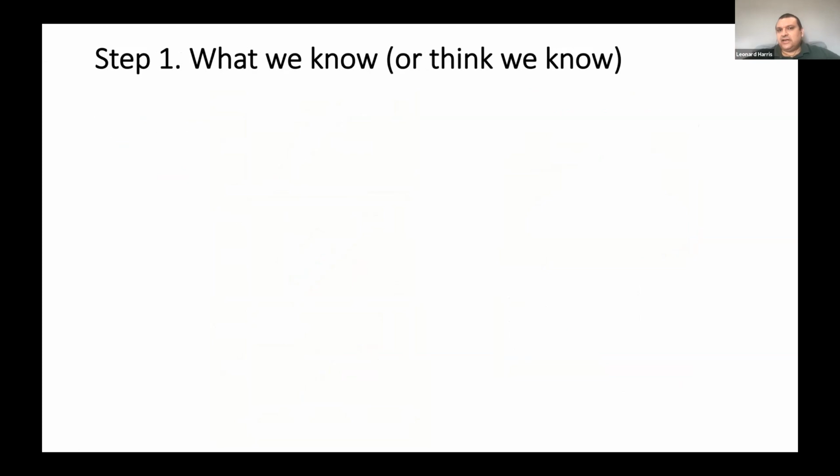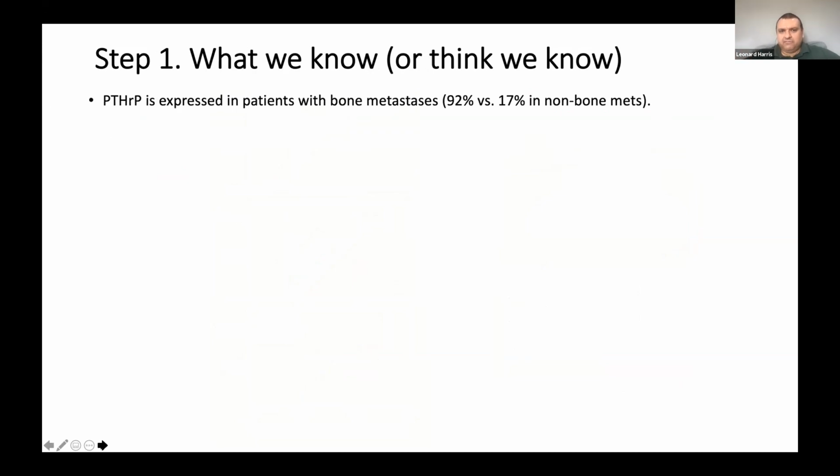step number one is to list out everything that we know or that we think we know. So I have a number of bullet points here. I'm not going to hang on them too much, but I'm just going to pull them up one at a time. And these are bullets that my collaborators gave me when I started this whole project with them.